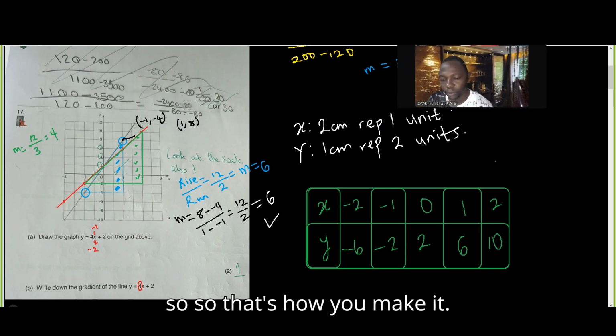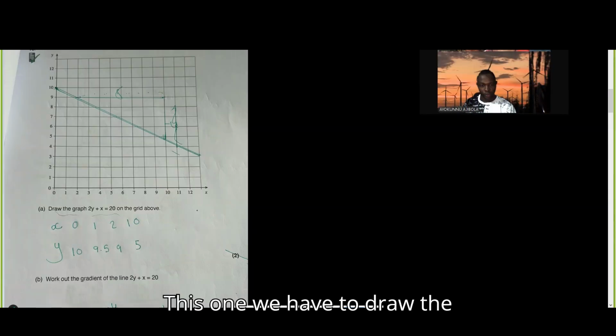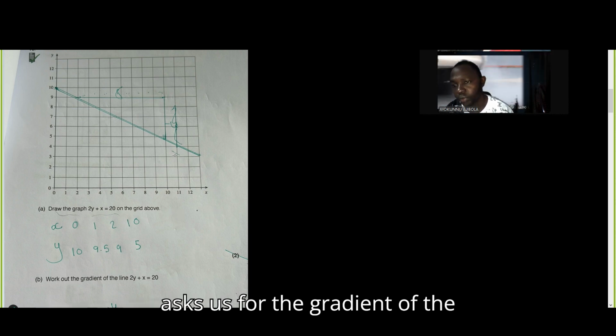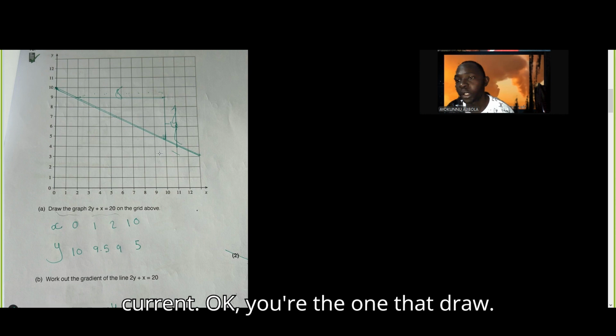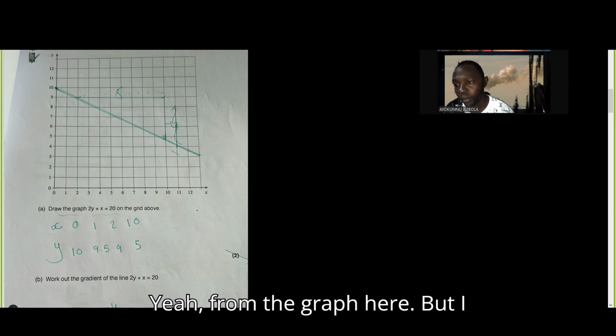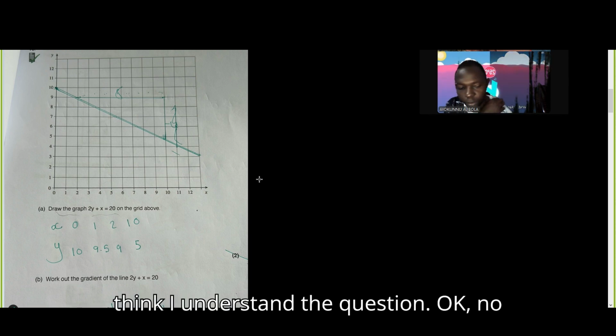Okay. So that's how you make it. This one, we have to draw the graph of this on the grid. They didn't ask us for the gradient of the curve. Okay, you're the one that you drew the graph, right? Yeah, from the graph here, but I just need to understand the question. Okay, no problem.